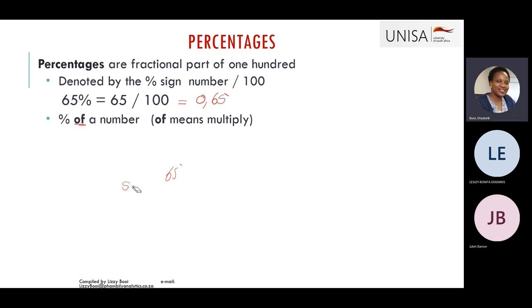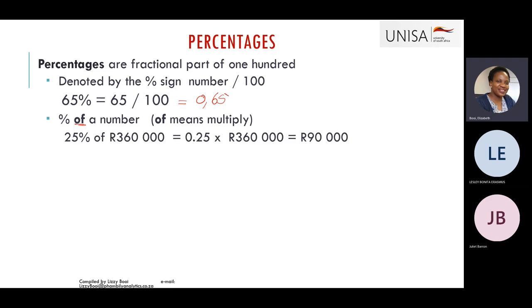So we use a percentage. So let's look at an example. If we need to find a percentage of 360,000, let's say I'm buying a car and they say, in order for you to buy this car, you need to pay a deposit of 25% of the original purchase price. So how do I calculate the deposit that I need to put on? It is 25% of the 360,000. Divide the 25% by 100, we get 0.25 multiplied with 360,000, you get 90,000. So you need to make a down payment of 90,000.